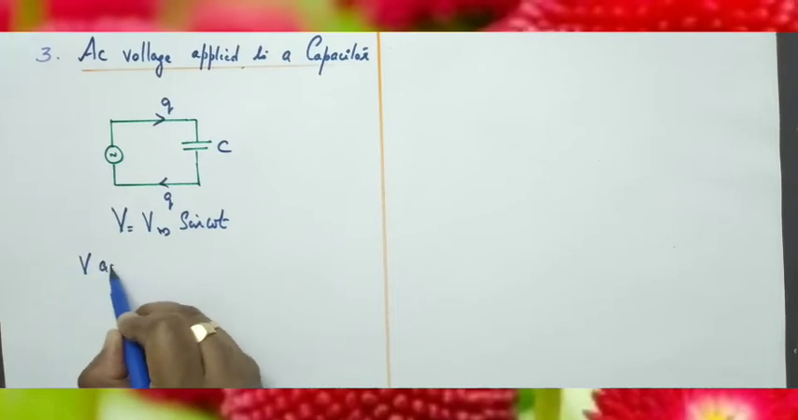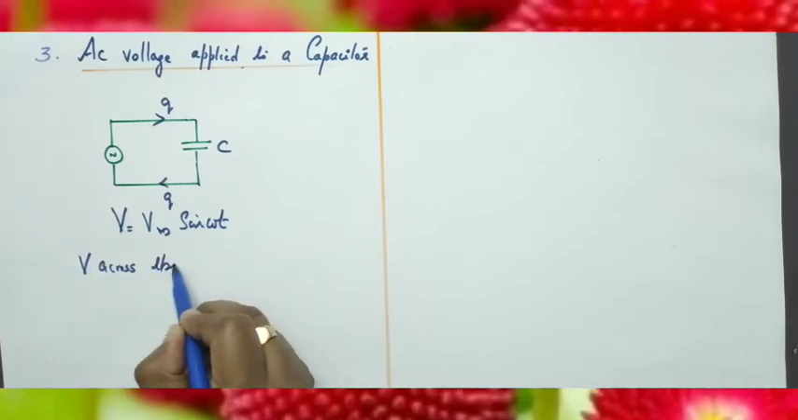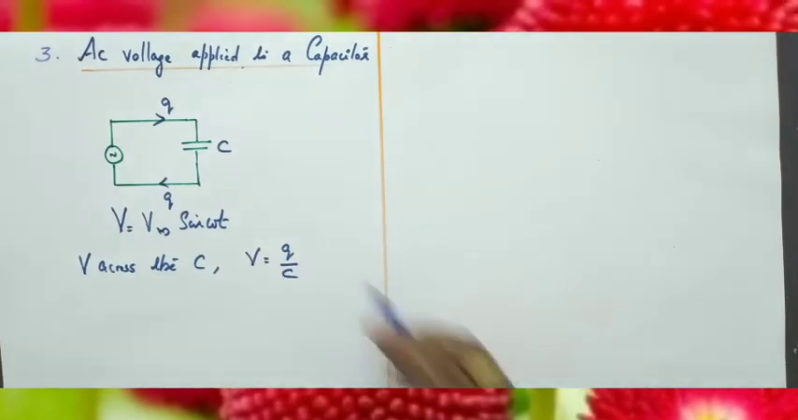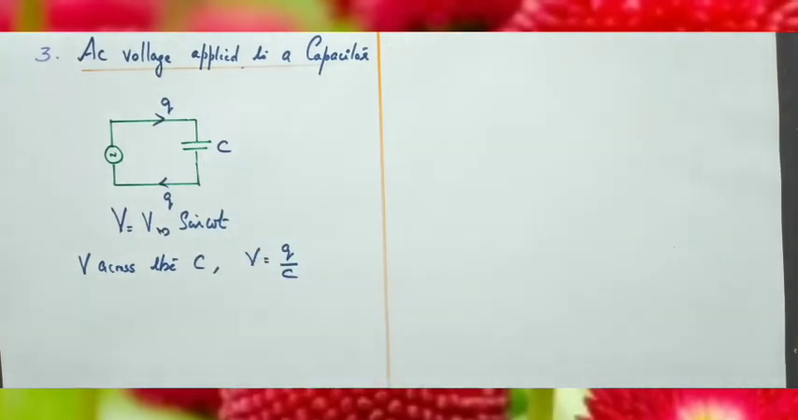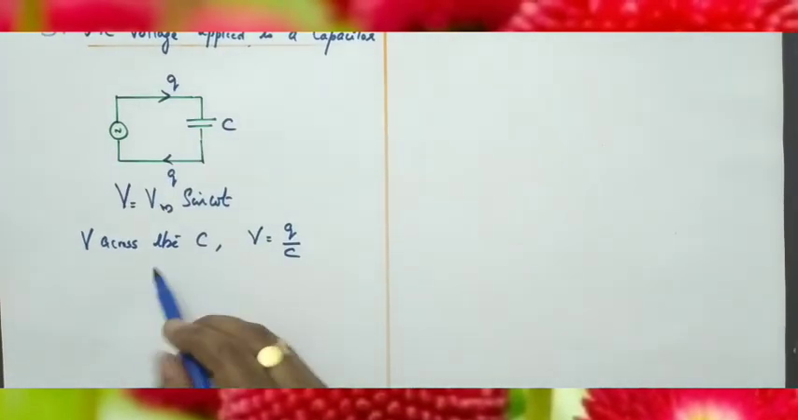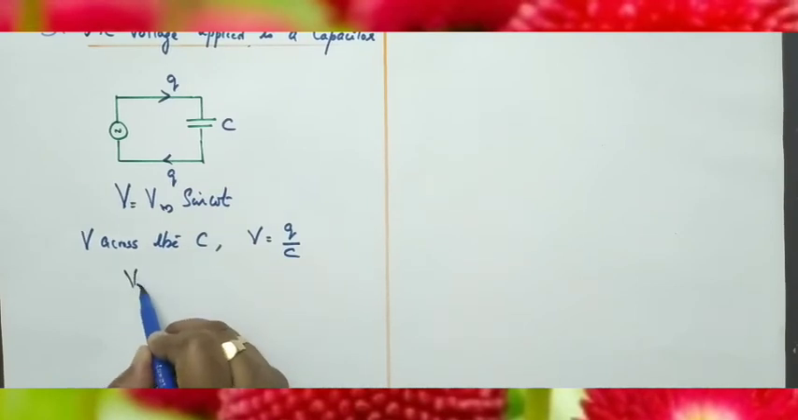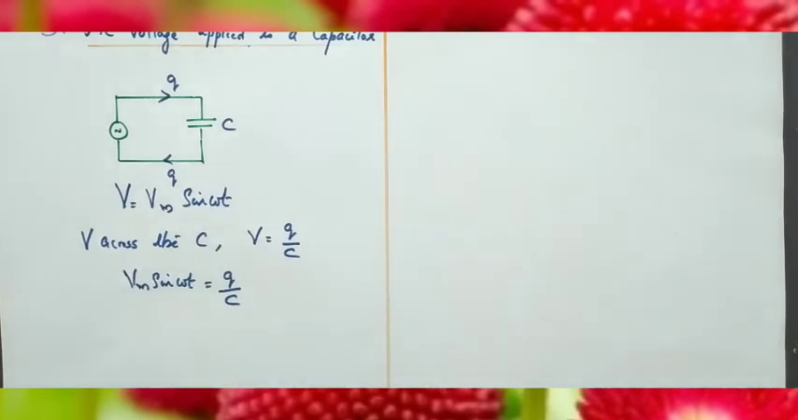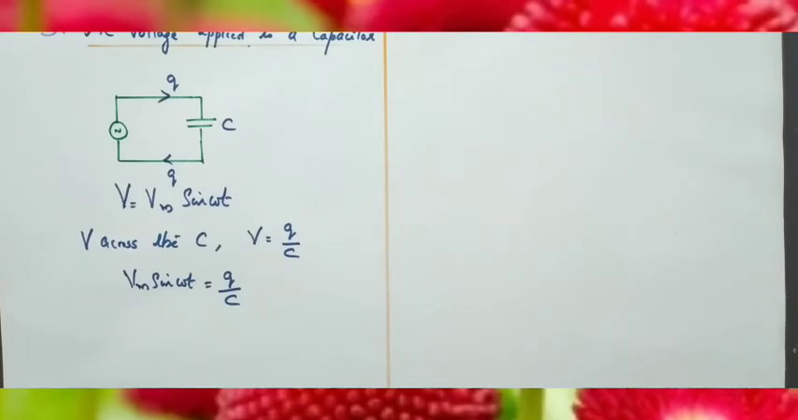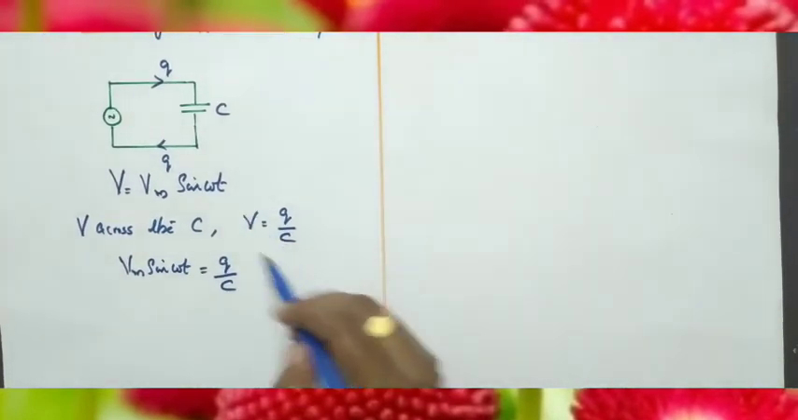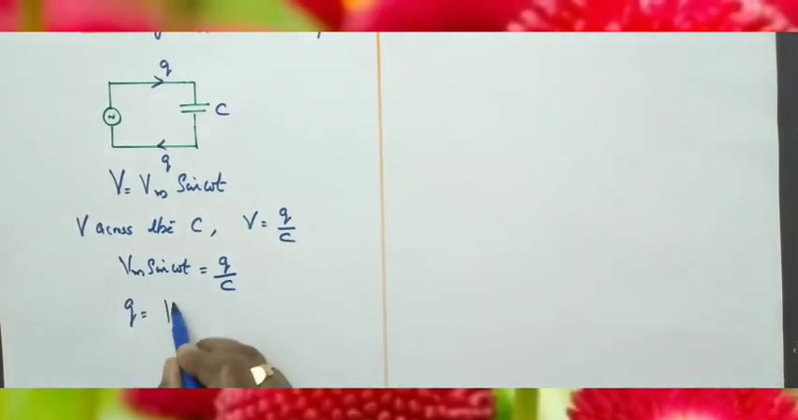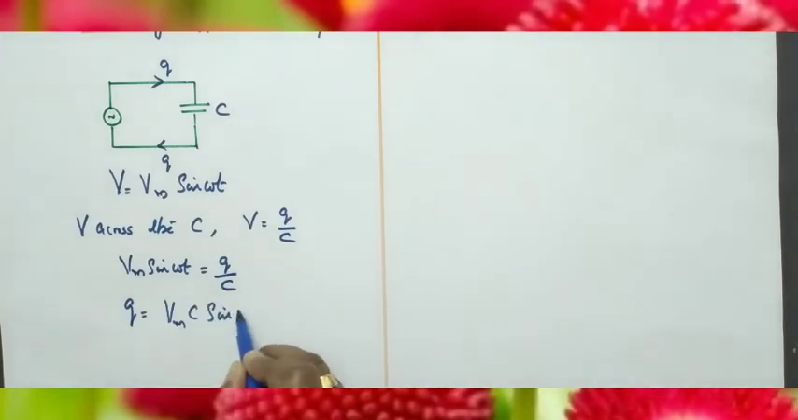Voltage across the capacitor, what is it? We know V equal to Q divided by C. Clear? C is the capacitance, so voltage across the capacitor is V equal to Q by C. So we can equate Vm sin omega T equal to Q by C. Now we are deriving the formula for current, then only we can say that voltage and current are in phase or out of phase. From this, what is Q? Q is Vm C sin omega T.